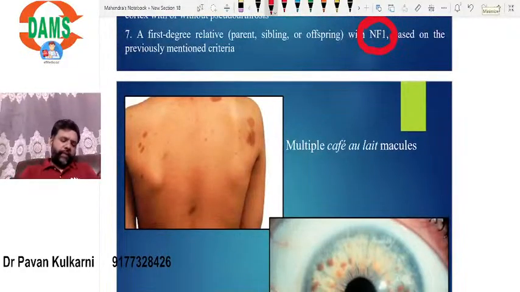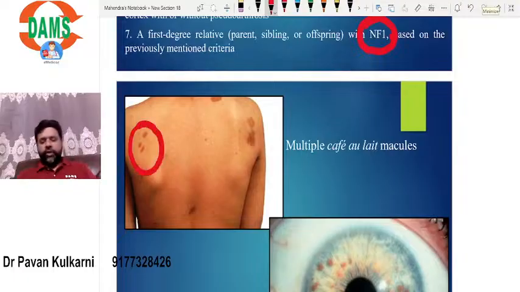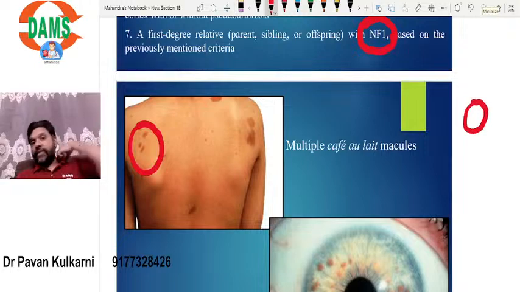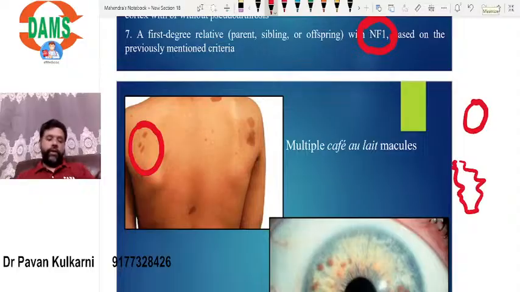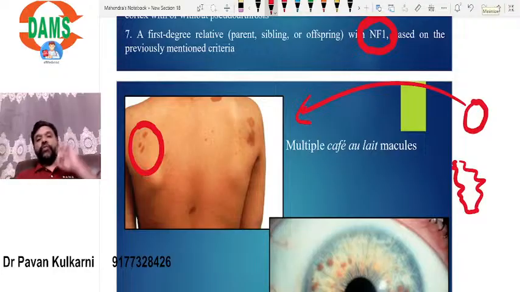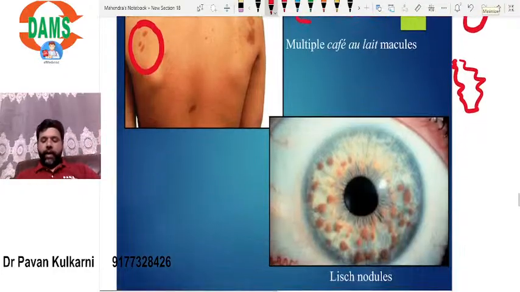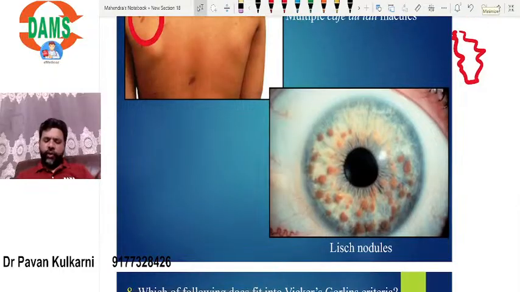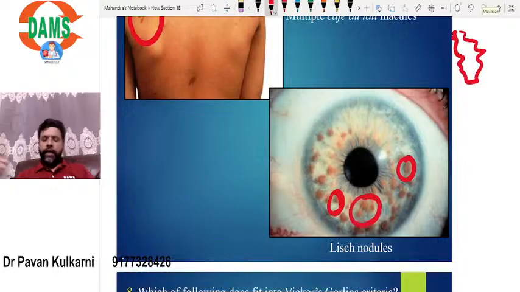You can see here, all these are the cafe-au-lait spots. So you are supposed to remember that the cafe-au-lait spots in von Recklinghausen's disease have smooth margins, whereas in fibrous dysplasia, they have irregular margins. So remember that in von Recklinghausen's disease, they will have smooth margins. And you can see the iris, these are all the Lisch nodules. All these brown things you can see are nothing but the Lisch nodules of the iris.